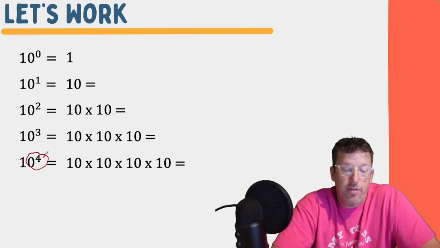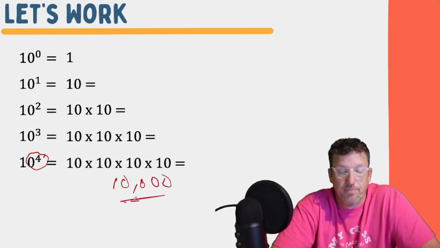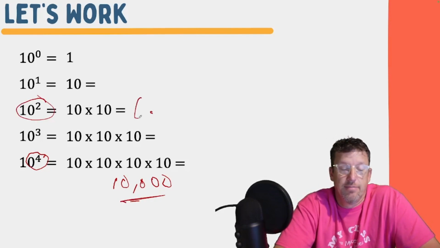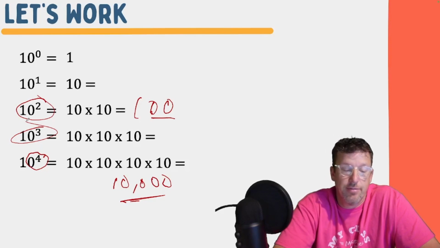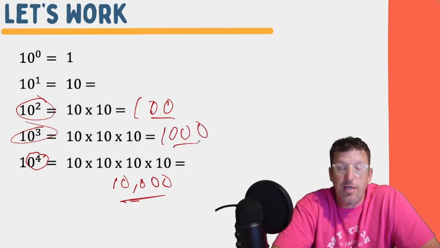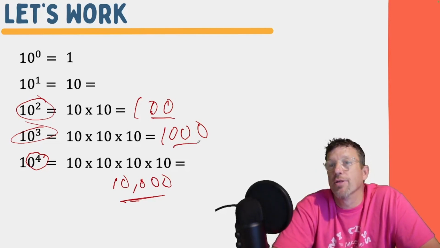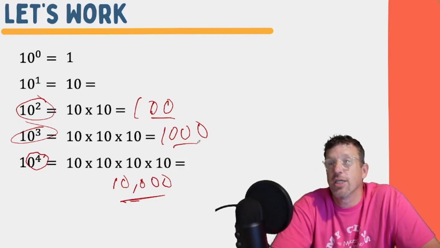Another cool pattern to think about is this. 10 to the fourth, what is the answer to that? That's 10,000. How many zeros are in 10 to the fourth? 4 of them. How many zeros are in the answer to 10 to the second? 2 of them. How many zeros in the answer to 10 to the third? 3 of them. You see the pattern? 10 to an exponent will tell you how many zeros you have, as long as that exponent is positive.